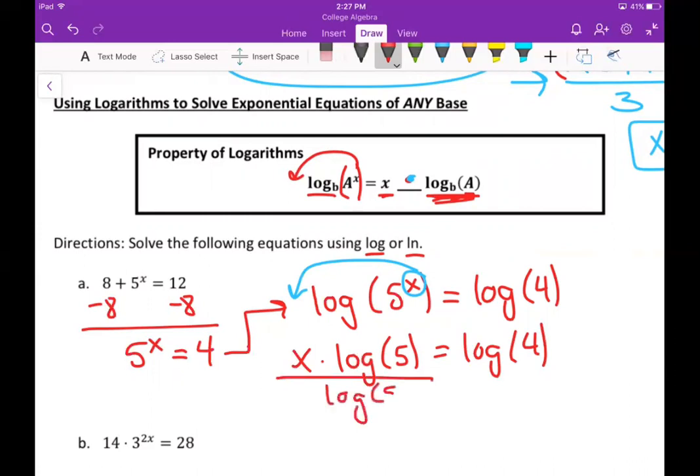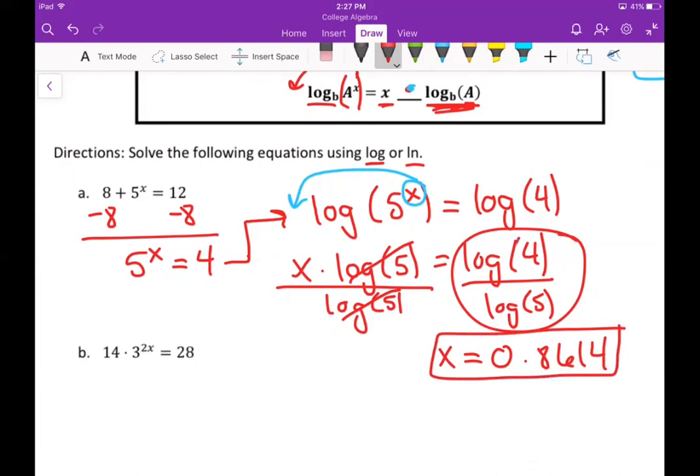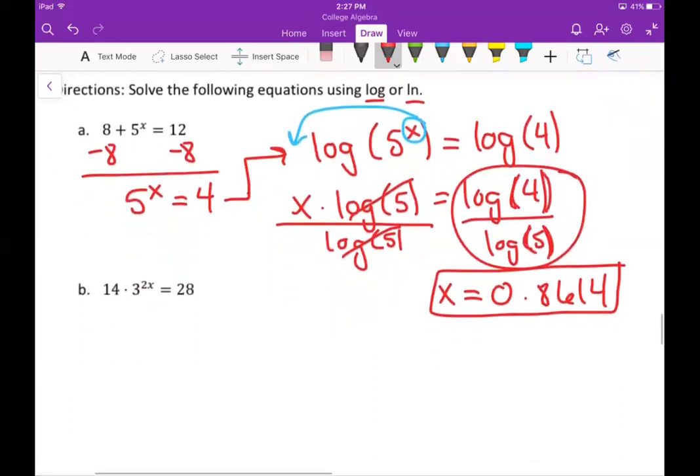I can divide off by that number. And this is just a number over here. So x equals whatever that is when I plug it into my calculator. Actually plug that into your calculator right now. You should get about 0.8614. Make sure you plug in log of 4, close those parentheses, and divide that by log of 5, and make sure you have parentheses around each one of them.